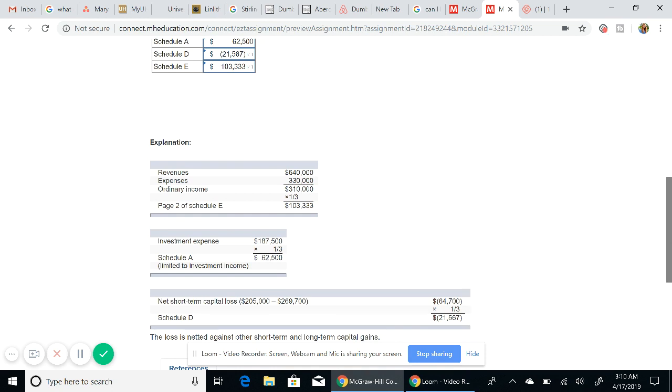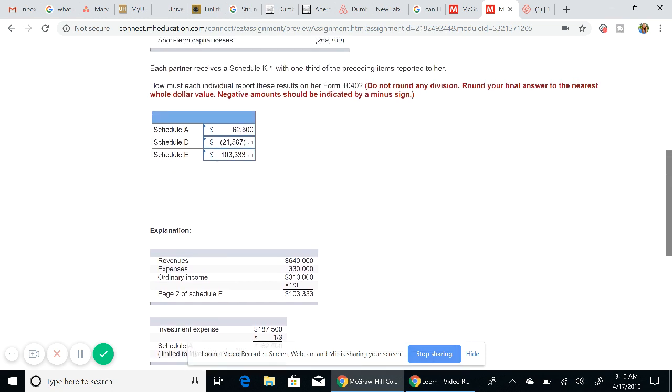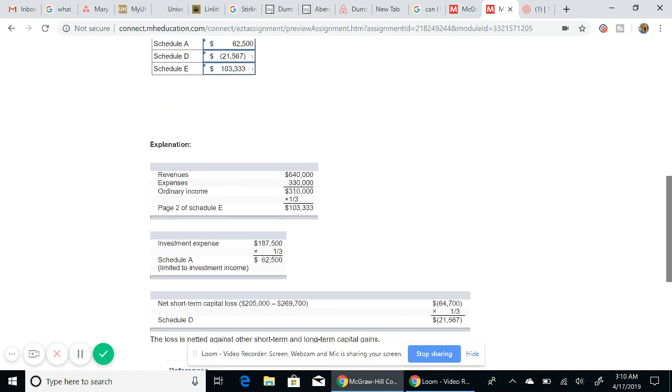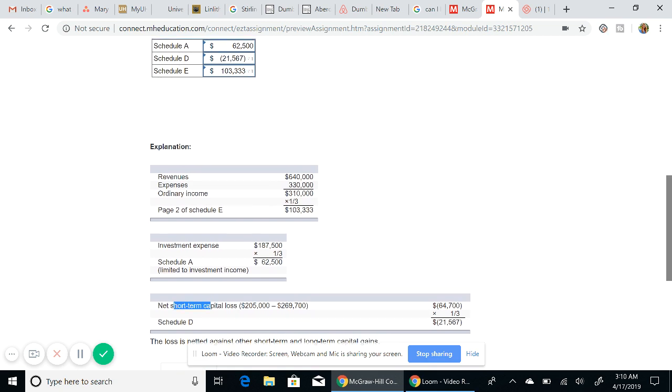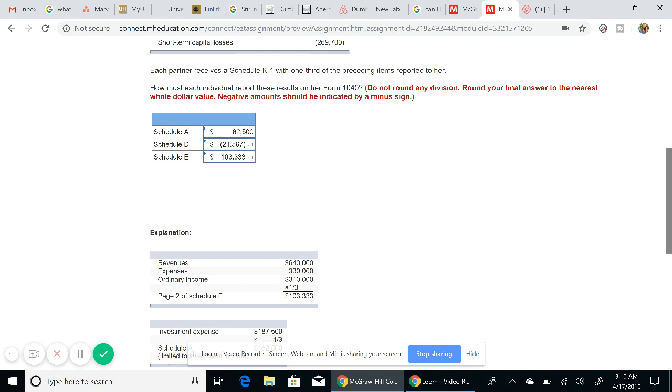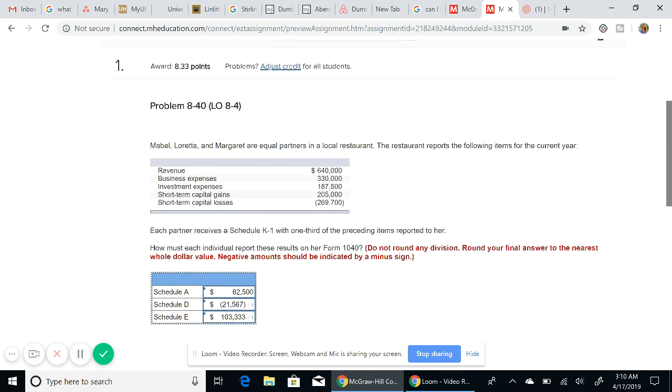So we can see here our capital gain, 205, minus our capital losses ends at a loss of 64,700. Now, we know that individuals can only deduct 3,000 of capital loss, but in this case, it's short term, so it's just going to go into the netting process for that individual. That's why it's called a flow-through. So we don't apply any of those limitations. Instead, we would just take their percentage and report it on Schedule D, 21,576.